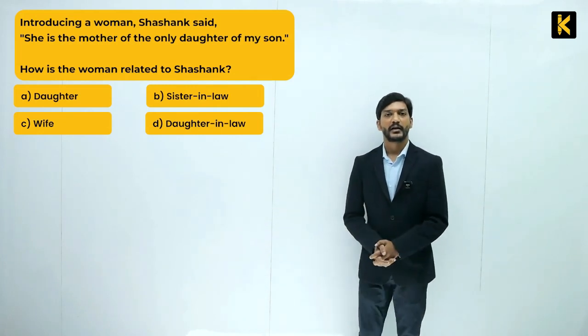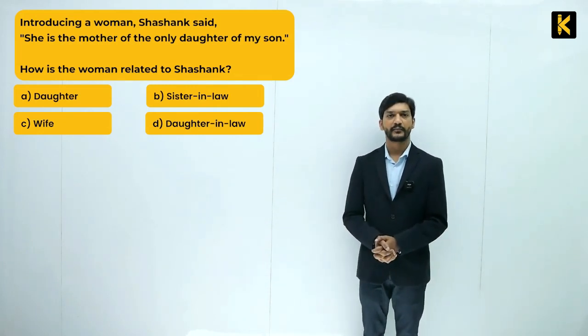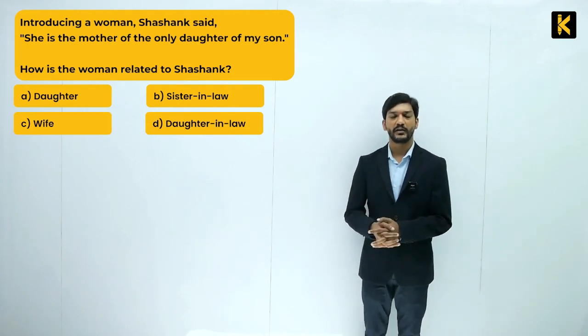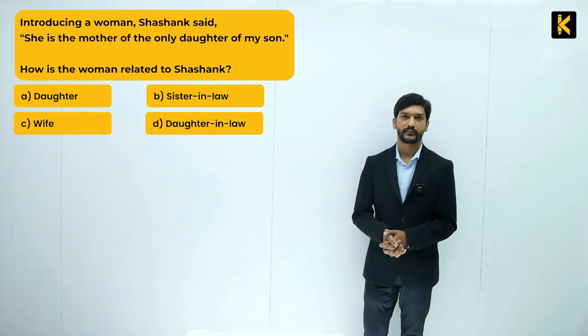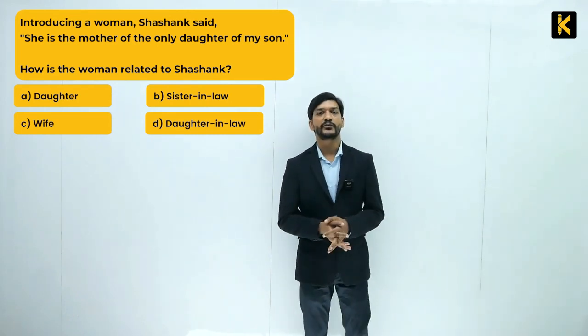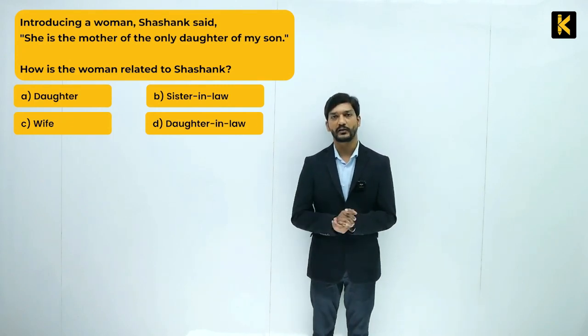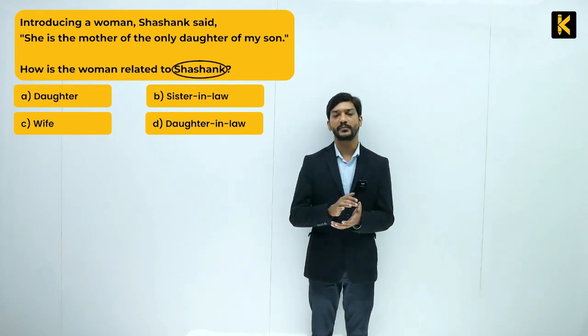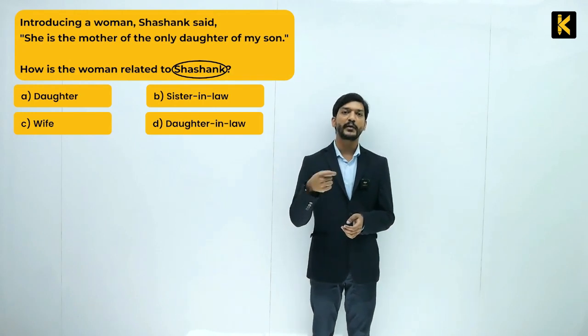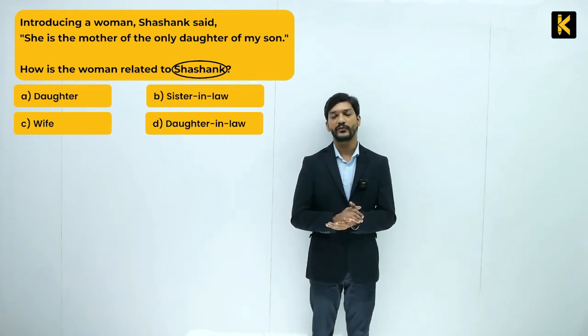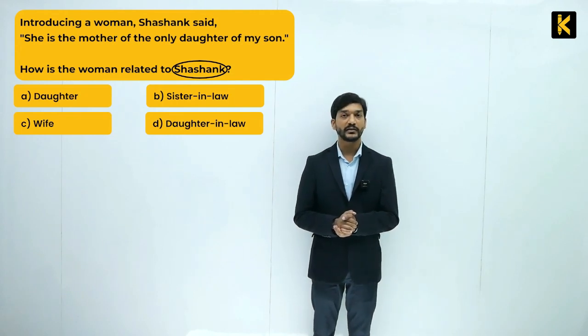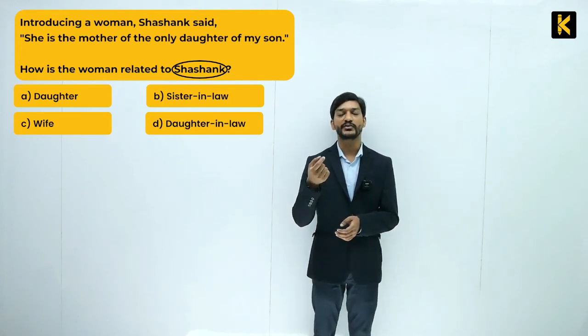The question is, introducing a woman, Shashank said, "She is the mother of the only daughter of my son." So the question is, how is the woman related to Shashank? Okay. So again, what is the first thing we will observe? We will observe that which person made the statement. So here a name is mentioned, Shashank. So Shashank made the statement. So Shashank will be using the word my for himself. Okay. So in the statement, my word is used for Shashank.